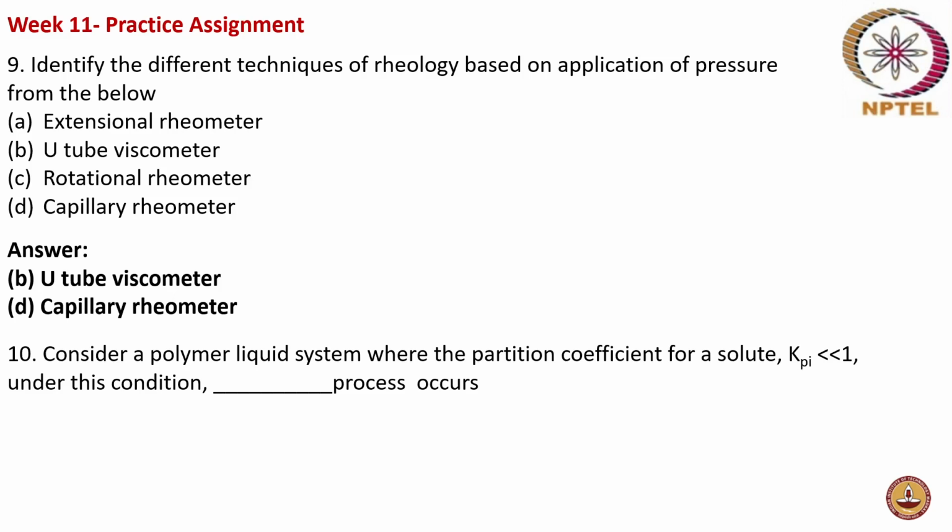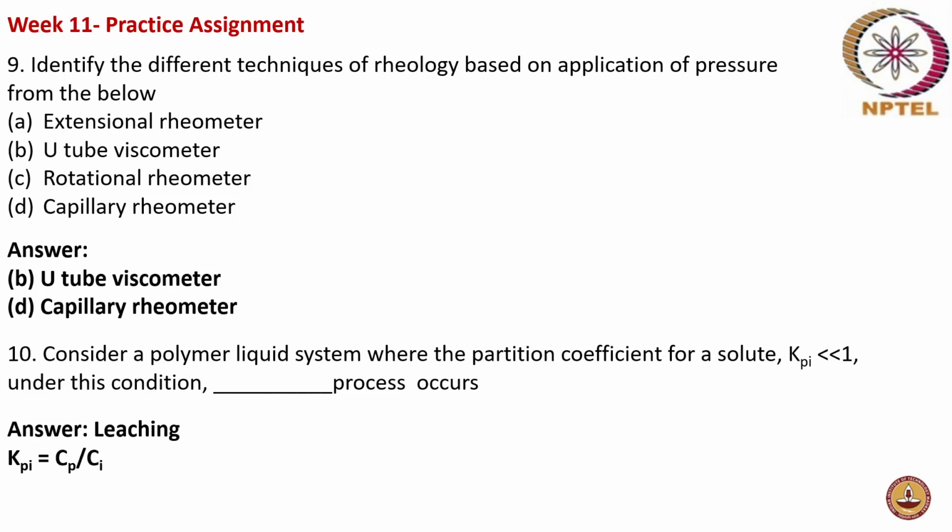Polymer liquid system where the partition coefficient is less than one. That means there should be absorption. Is it absorption? I have mentioned K_PL. Partition coefficient for solute is less than 1. That means leaching? It is leaching.